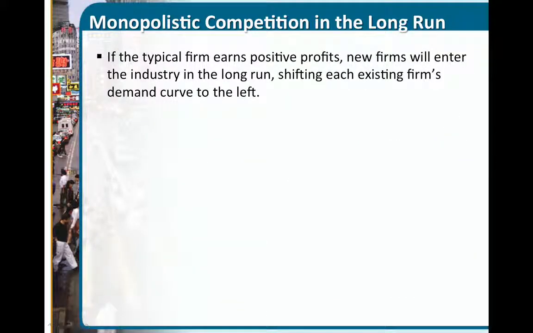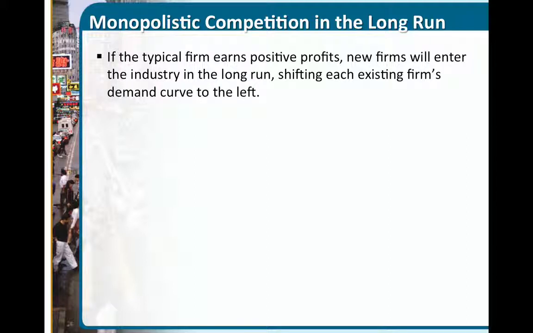So in the long run, if there's positive profits, as I just mentioned, new firms will enter the industry. If there's a loss, firms will exit the industry. So when firms enter the industry, this shifts the demand curve to the left. This may not be intuitive, and this is just per firm, not the total demand curve.